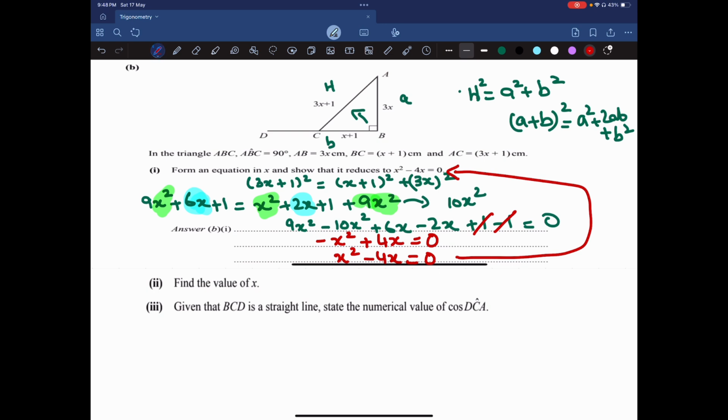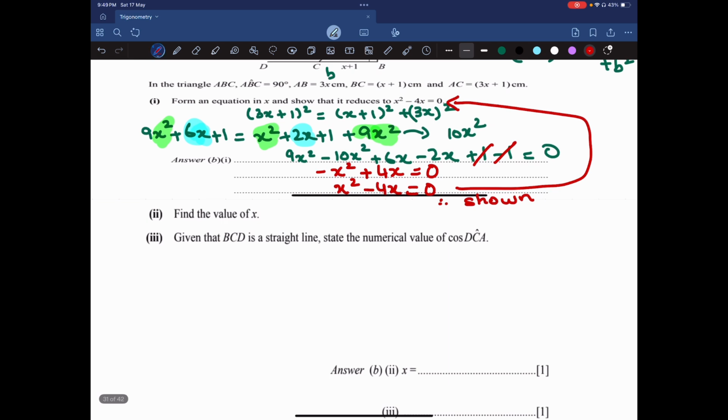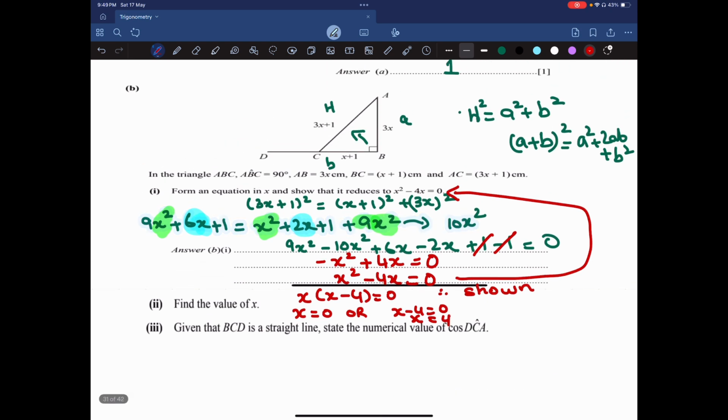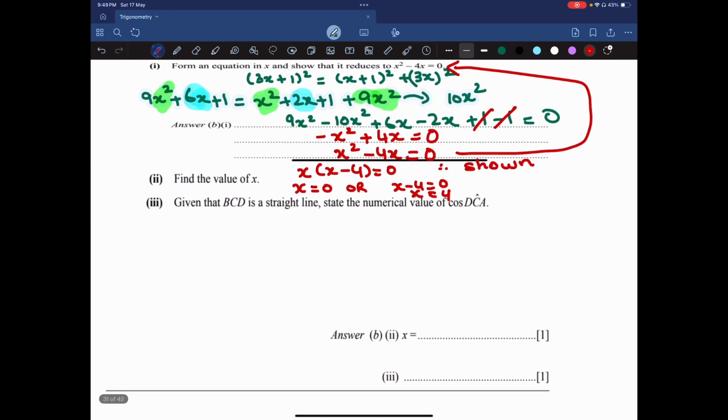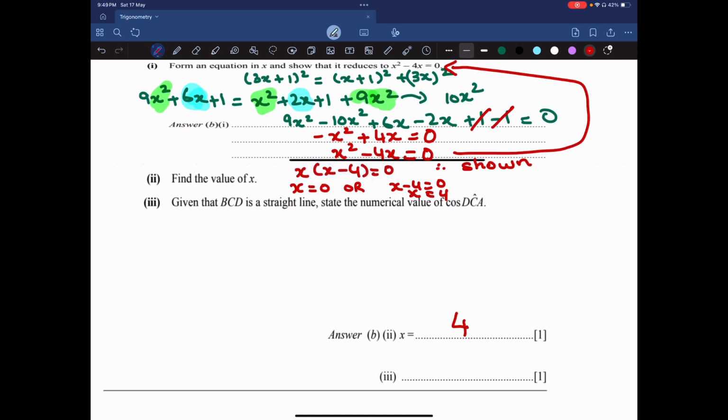We had to show that the equation reduces to x square minus 4x. So therefore shown. Okay, now they want us to find the value of x. So it is very simple. Take x common. You have x into (x minus 4) equals 0. So either x equals 0 or x minus 4 equals 0. So x equals 4. Since x is the length, it cannot be 0. So what is the value of x? It is going to be 4.